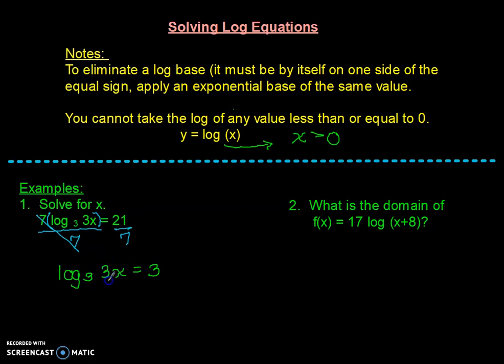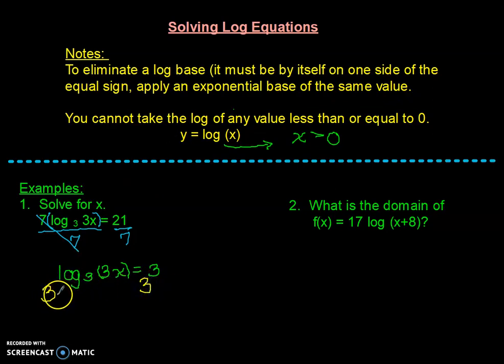Now, do not fall for this: this is not an exponential base. It doesn't have an exponent, so these don't get rid of each other. This is just a log base of 3 of 3x. So I need to get rid of this log base of 3 in order to get to x, because my goal is to solve for x and get it by itself. To get rid of this log base of 3, I am going to use an exponential base of the same value, so an exponential base of 3. Whatever I do to one side, I do to the other.